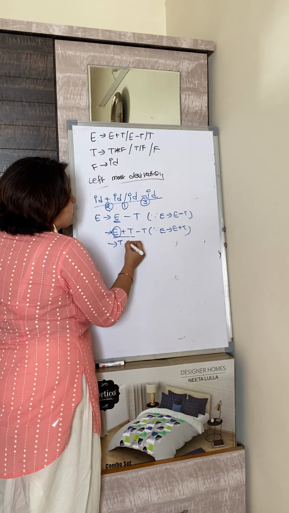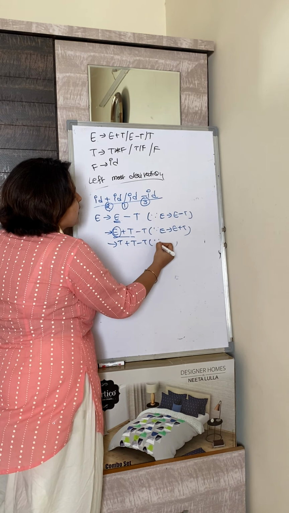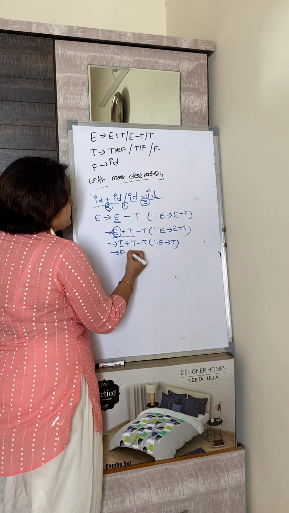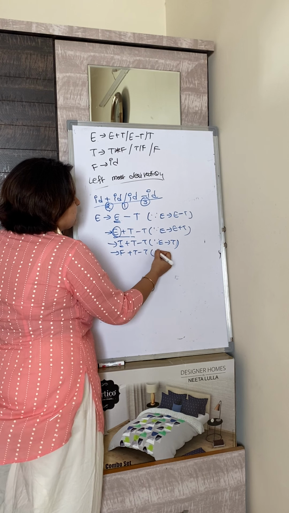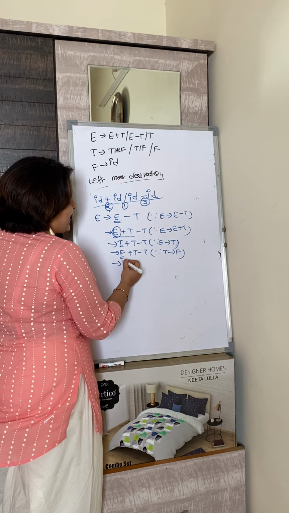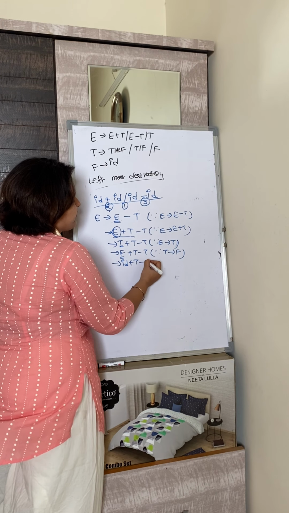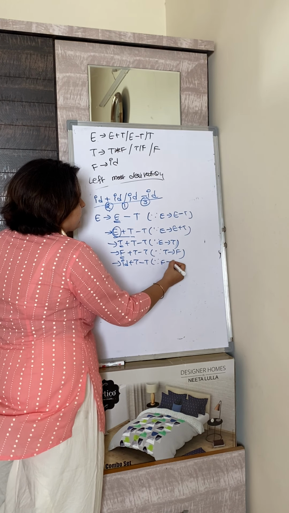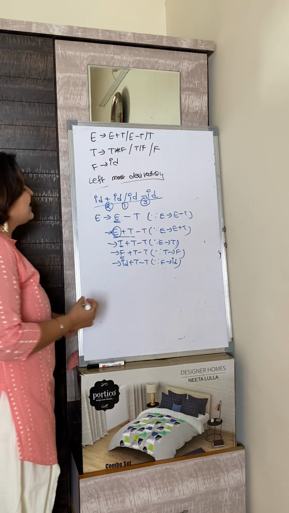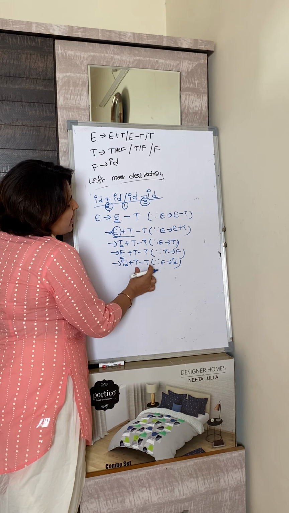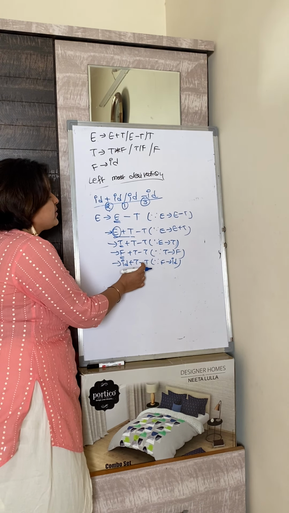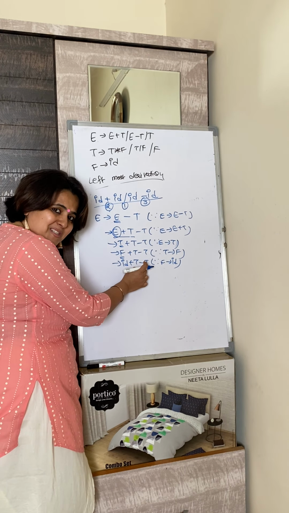So E derives T, because E derives T. This T derives F. T derives F. And this F is deriving ID also. Yes. Now, how many non-terminals do you have on the right side of the production? 2. Which one is the leftmost? This. So it should be handled first.